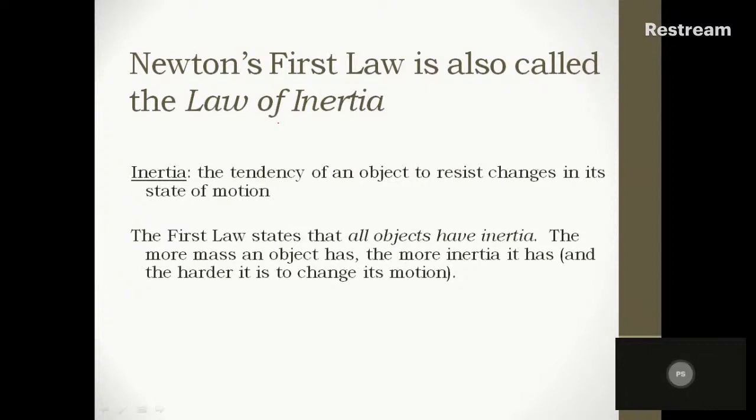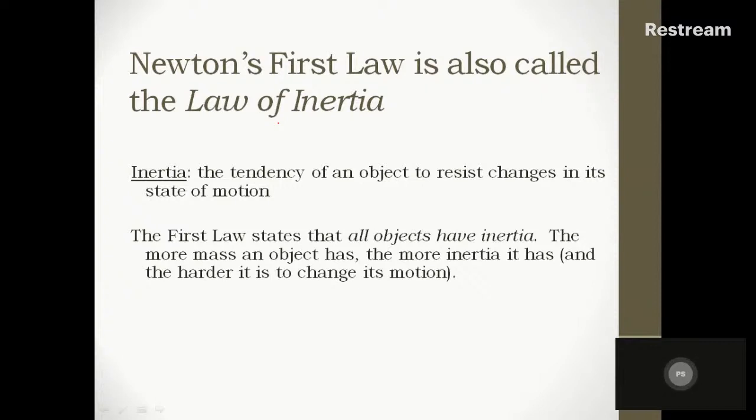The first law states that all objects have inertia. The more mass an object has, the more inertia it has, and it's harder to change its motion. If I have more mass, more energy, then only I will be able to push it, so the object will move, and it has more inertia. So the first law of motion states that all objects have inertia. Every object has inertia. Even me, I have inertia.